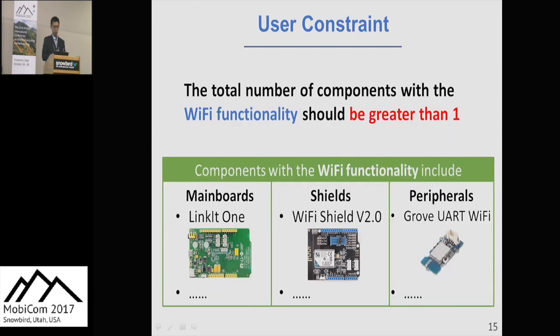Then, with the functionalities above, TinyLink will generate user constraints to choose the hardware components. Take the Wi-Fi functionality as an example. The constraint is that the total number of the components with the Wi-Fi functionality should be greater than or equal to 1. This means that at least one component has the Wi-Fi functionality. The components that provide the Wi-Fi functionality include the main board, like Linked 1, and the shields like Wi-Fi shield, and the peripherals like UART Wi-Fi.